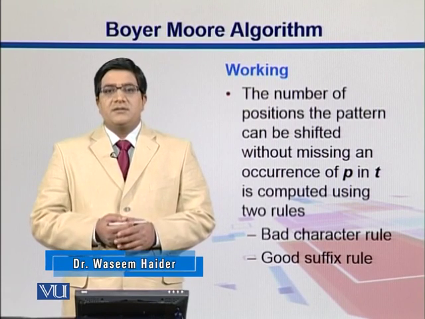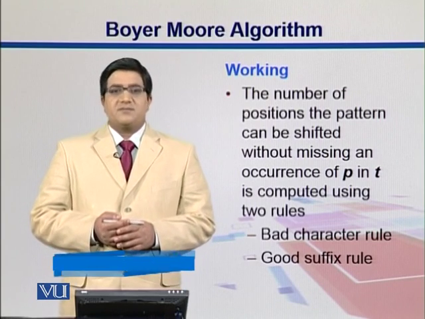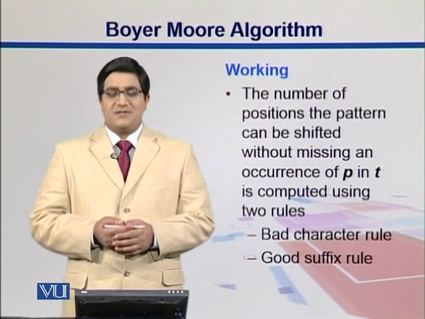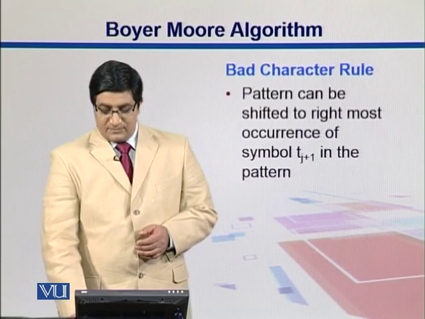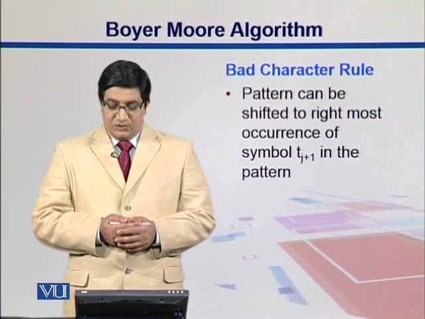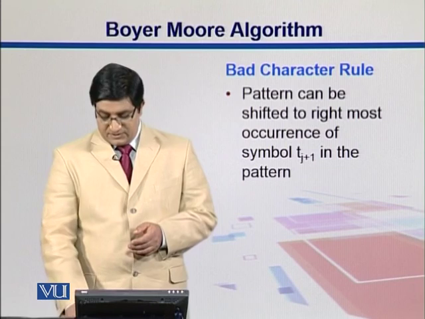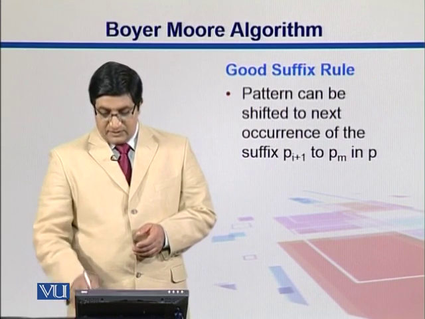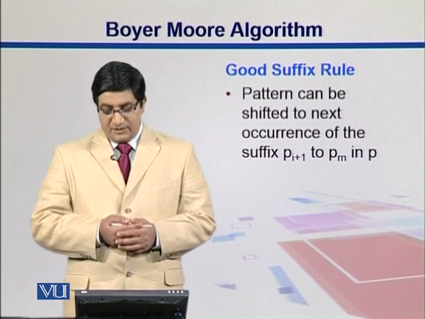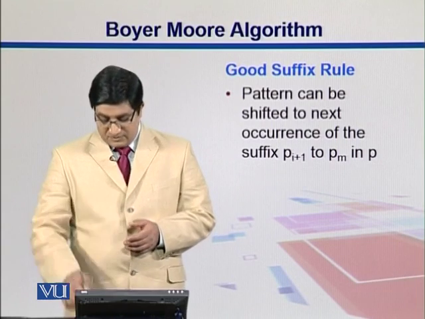Within the pattern, we try to find the suffixes. If you remember, a suffix is the last part of something, and a prefix is the first part of something. In Urdu, those were concepts like saabka and laahka, if you remember that. With the bad character rule, the pattern can be shifted to the rightmost occurrence of the symbol T(J+1) in the pattern, and with the good suffix, as we have discussed, the pattern can be shifted to the next occurrence of the suffix P(i+1) to PM in P.